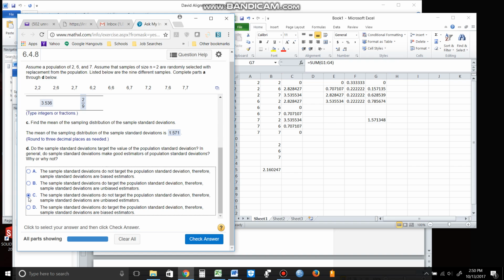Therefore, sample standard deviations are biased estimators. I'm sorry, A. Excuse me. Sample standard deviation, let's see. Therefore, they're not unbiased, they're biased. So I clicked C incorrectly. It actually should have been A. I said it correctly, they're biased estimators, not unbiased. So A is the answer.